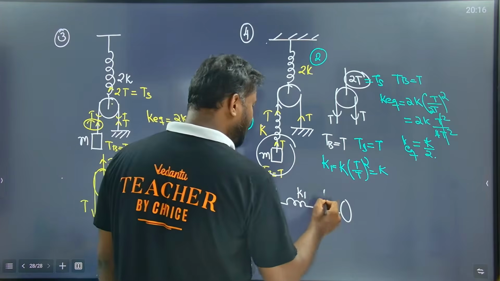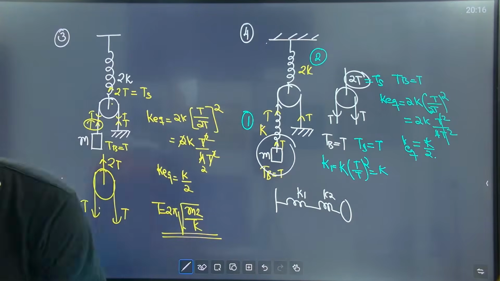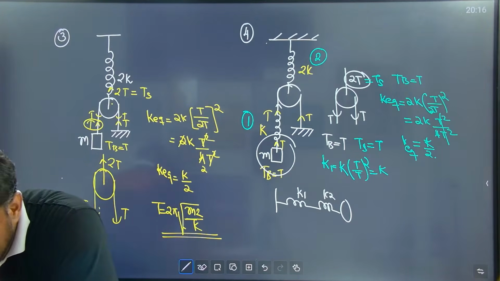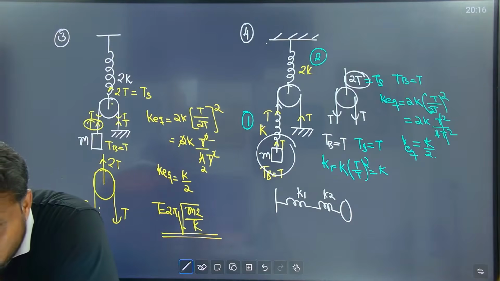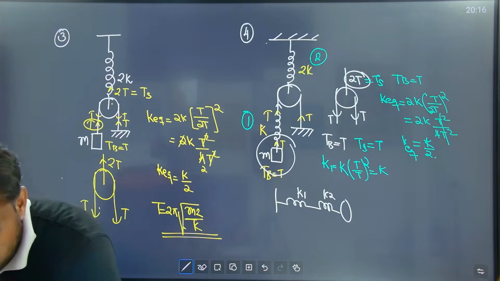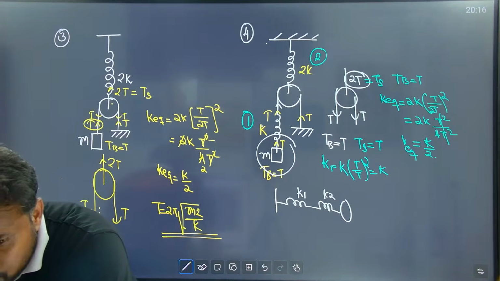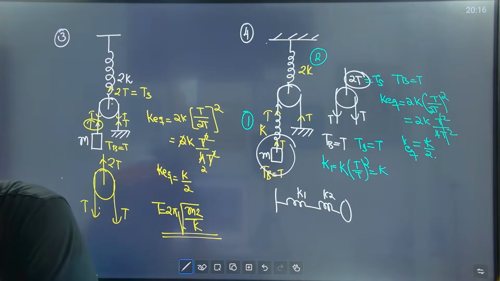Can you complete this one? This calculate பண்ணிட்டோம், k2 calculate பண்ணிட்டோம், parallel series combination. Then complete that answer and tell me that answer for this. Can you tell me this idea for this? Clear? Yes.